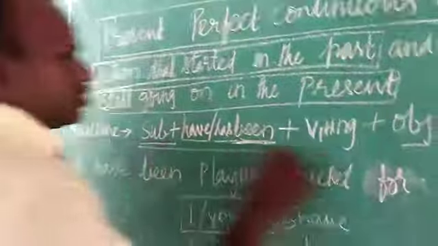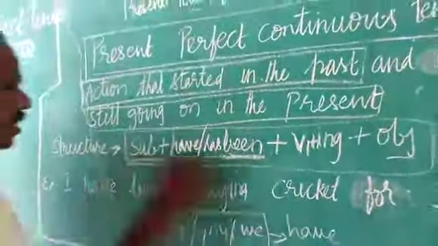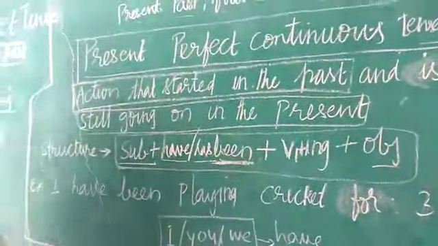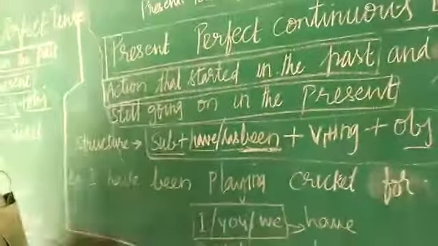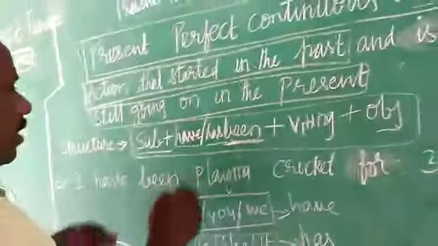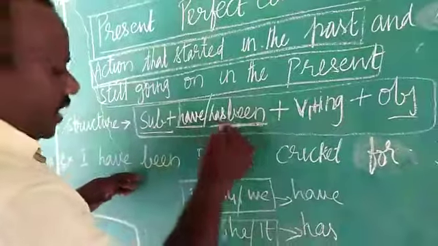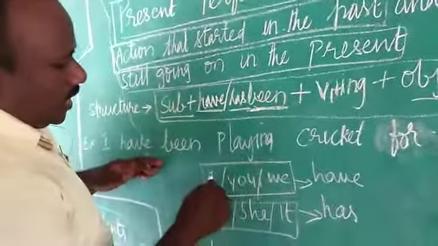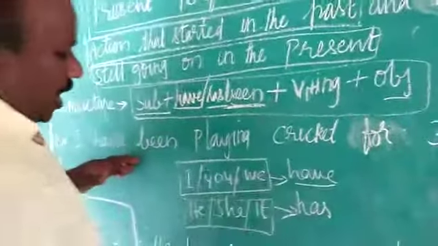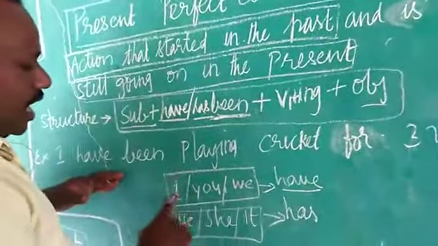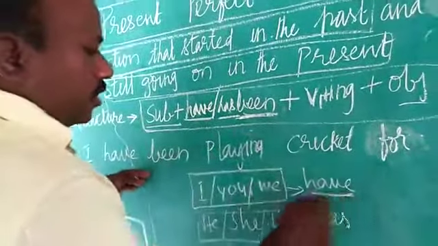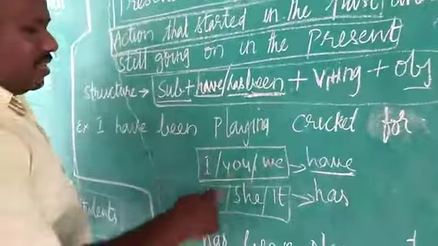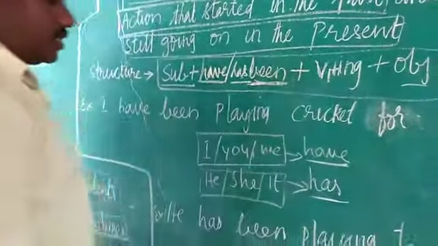This is the structure you have to remember or learn or keep in mind when you want to write the present perfect continuous tense. When we take have and has: if the subject is I, you, we, you have to take have. If the subject is he, she, it, you have to take has. We'll go with an example here, children.